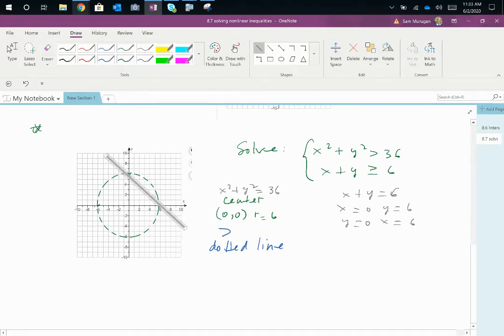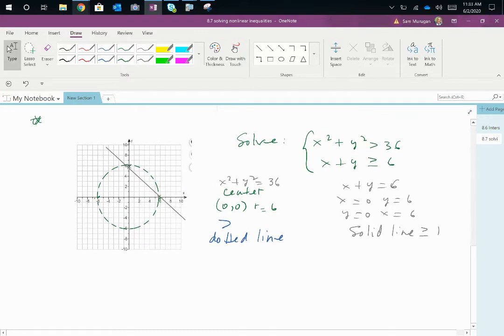6 and 6. And this one's a solid line, since it's greater than or equal to. Now, remember what I told you, that there's 4 possible places where this graph could have a solution. Let's try 0, 0 first.